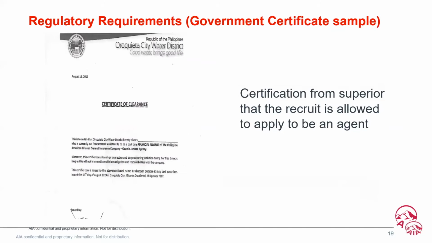Okay, this one naman is a government certificate from superior. Sometimes po kasi we've noticed may mga nagsasubmit ng copy parang certificate of compensation and benefits tapos meron lang doon sa baba na they will just say na this is in support of the application of a certain agent. Hindi po yon tatanggapin ni Insurance Commission. What they need is actually their superior certifying na he or she is allowed to apply as an agent.